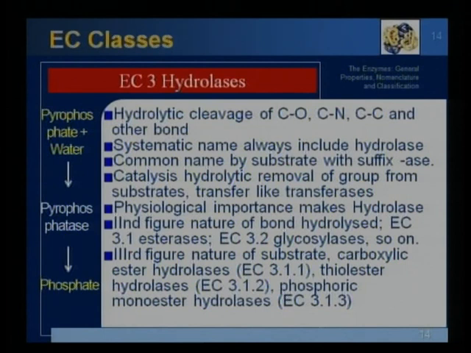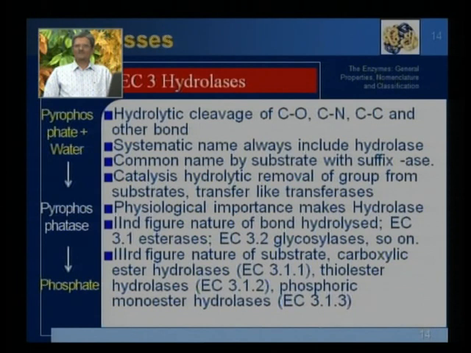The third category of enzymes are all hydrolases. Now this name is a tricky name because in the past the term hydrolase has been used in a distinctive meaning: hydrolytic cleavage of any substrate, especially in terms of CO bond, CN bond, CC bond, or any other type of bond. When it is cleaved in a hydrolytic manner, then the enzyme carrying out this type of catalysis is known as a hydrolase. The systematic name always includes an ending by the term hydrolase.